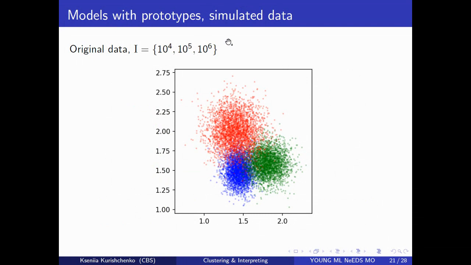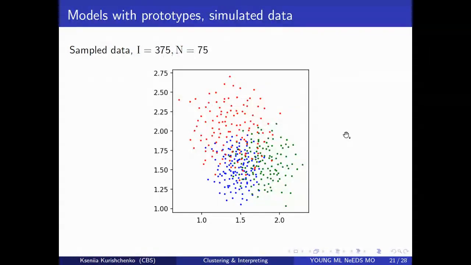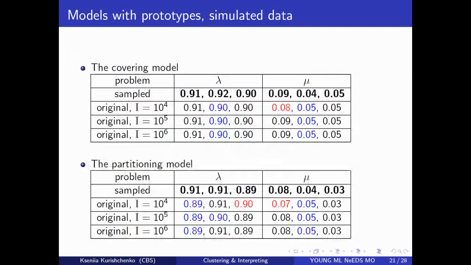We want to show the scalability of our model. As you can see, our original data is three clusters in two dimensions, and the size of that is up to 1 million. But of course, we can't solve it directly. We do sampling, so we select uniformly some individuals and some candidates to prototype, and then evaluate the obtained quality on the original data set.